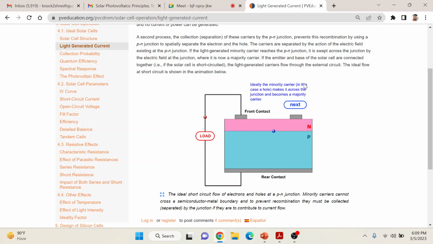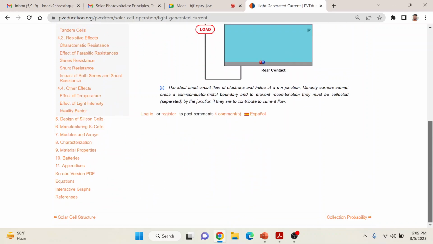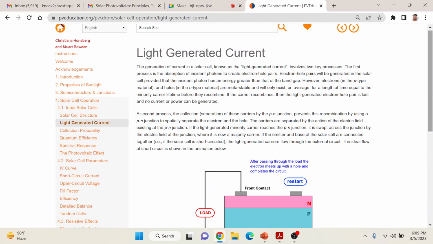Ideally the minority carrier, in this case a hole, makes it across the junction, becomes a majority carrier, and then goes to the rear contact, where, passing through the load, the electron meets up with a hole and completes the circuit. This generates the light generated current.